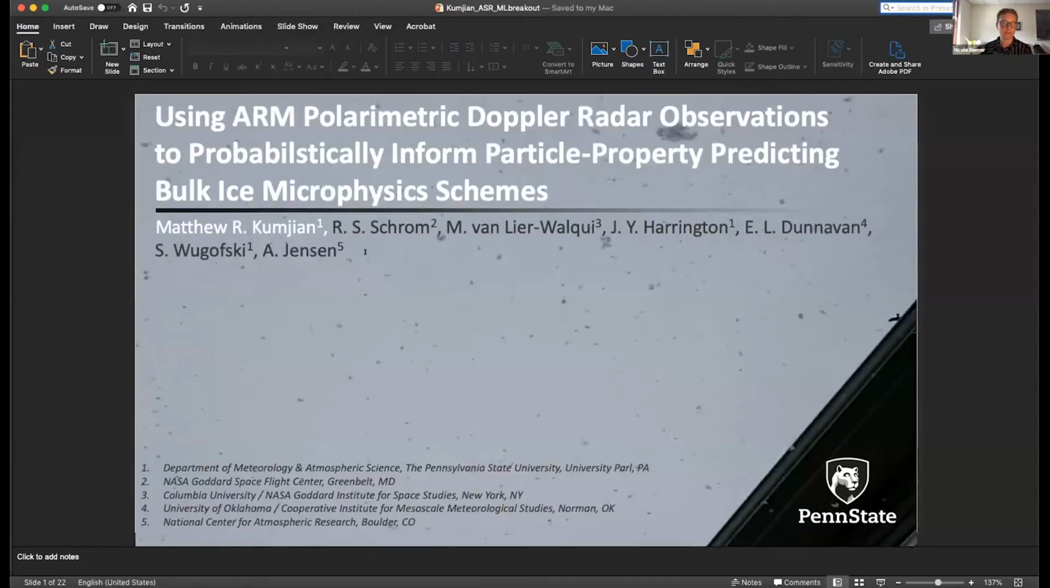Next speaker is Matt Kumjian. Matt is an associate professor at the Department of Meteorology and Atmospheric Science at Penn State. His interests are in using polarimetric radar observations and numerical modeling to understand microphysical processes in storms. And he will speak to us about using ARM polarimetric Doppler radar observations to inform particle property predicting bulk ice microphysics schemes. Matt, take it away.